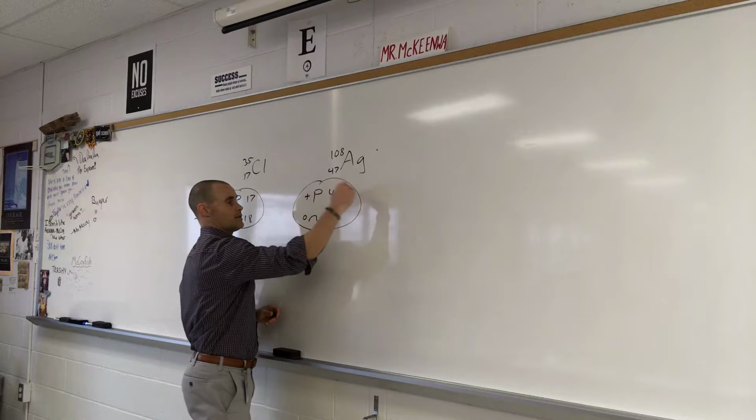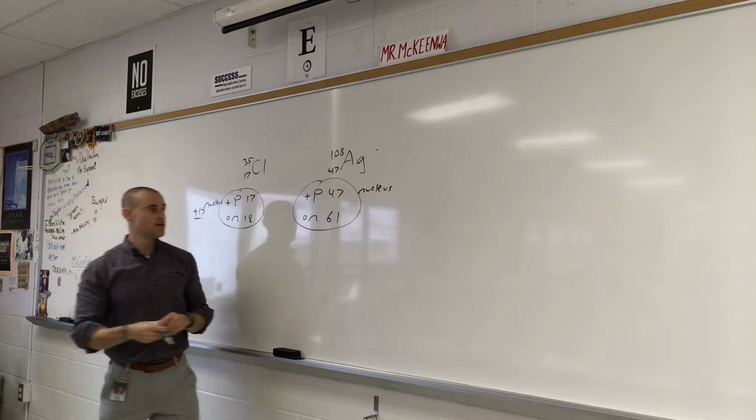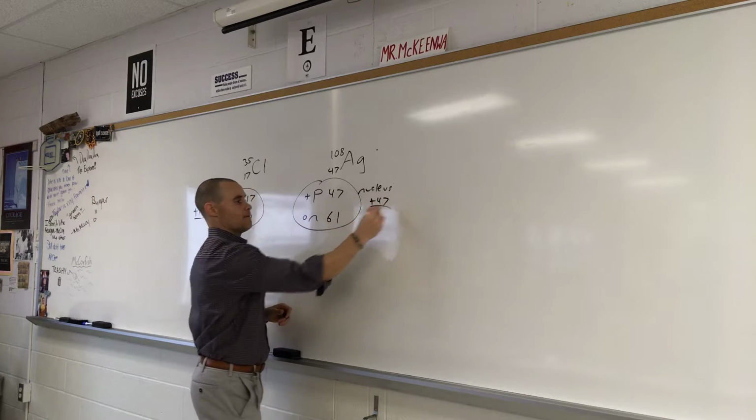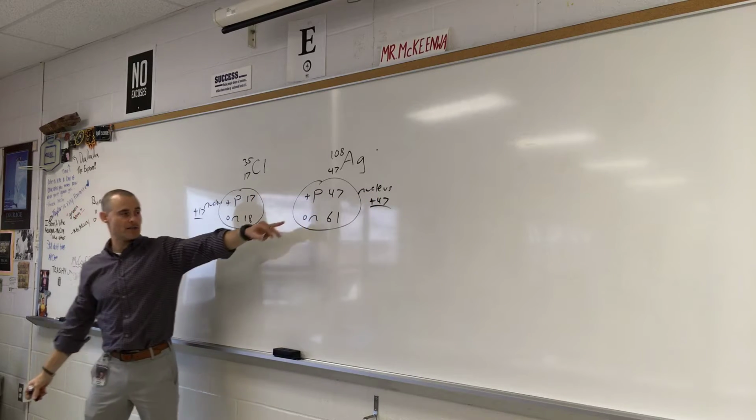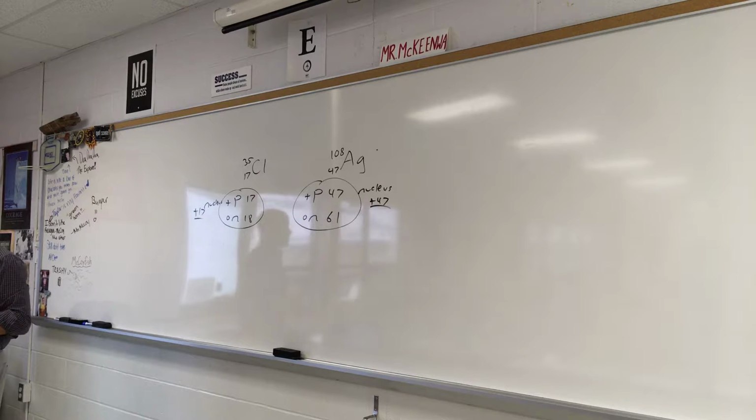So here's your nucleus again. All right. What's the charge on this nucleus? Plus 47, because there are 47 positives, and the 61 zeros don't affect anything. Questions on those?